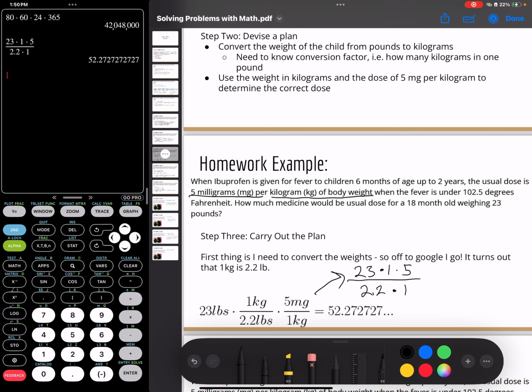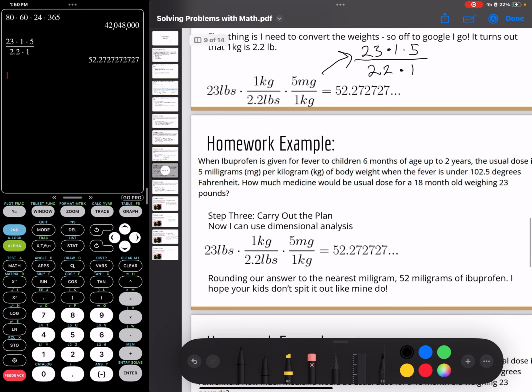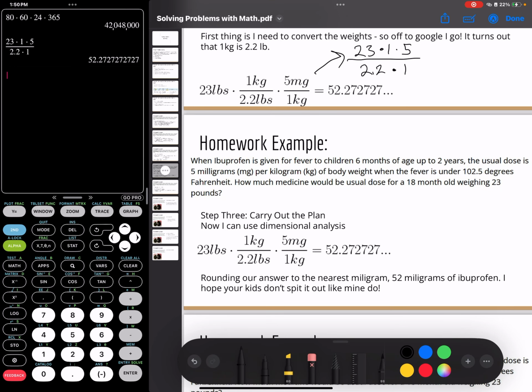57.272727 repeating on forever. So I want to round my answer to the nearest milligram. So about 52 milligrams of ibuprofen is what you're going to use to help your child.